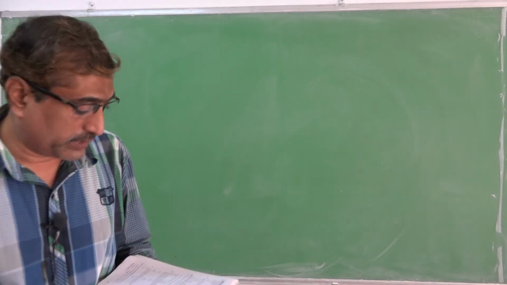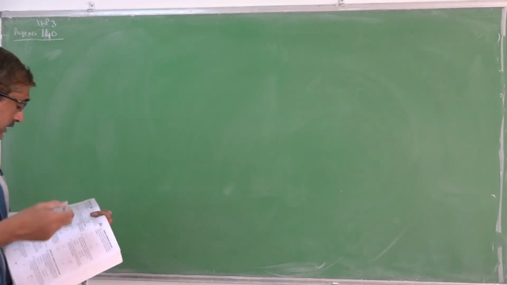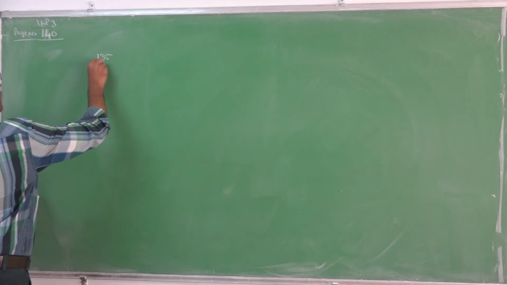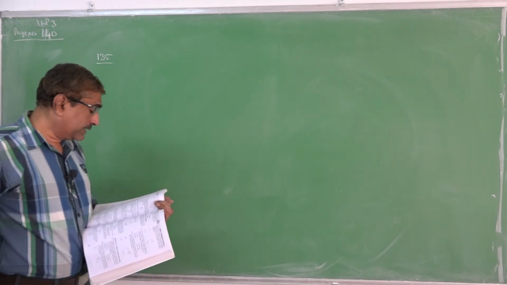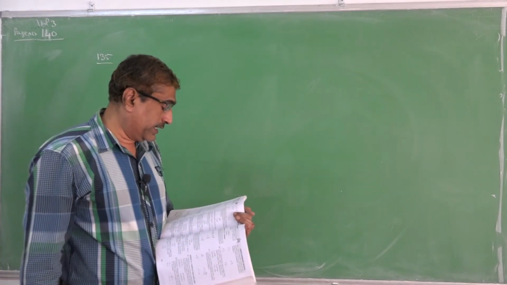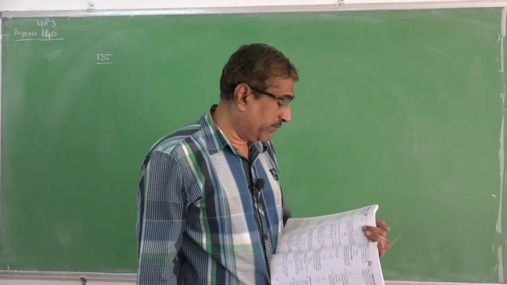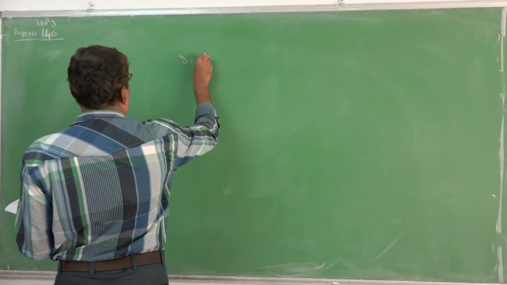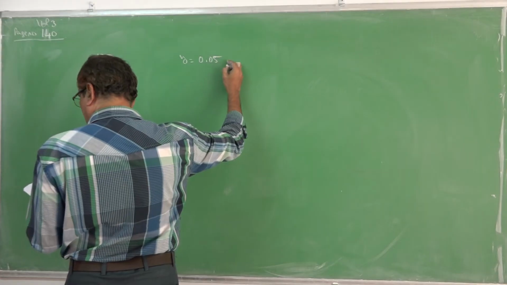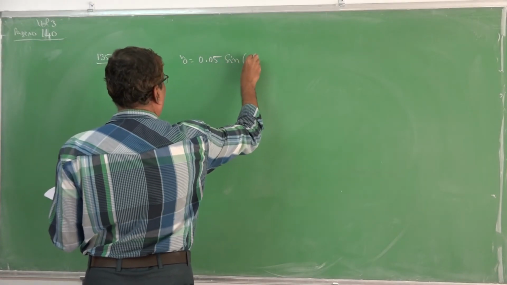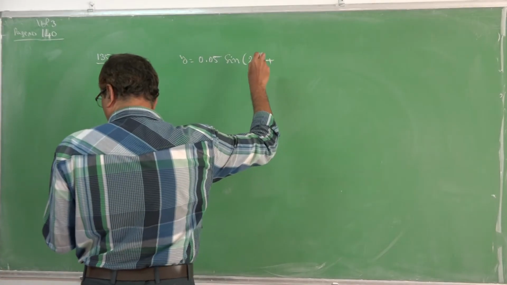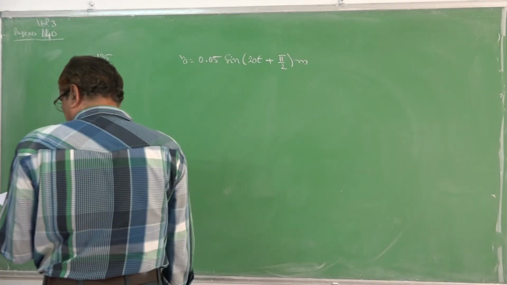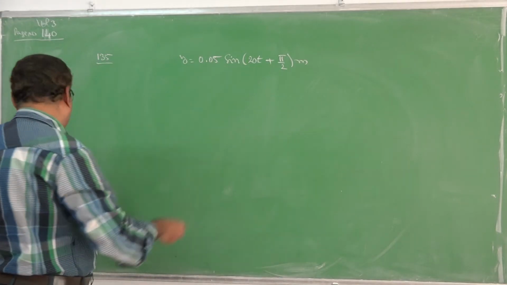Now, problems on restoring force and force constant. 135. A body of mass 1 by 4 kg is in SHM and its displacement is given by the relation y is equal to 0.05 sine (20t plus pi by 2) meter. If t is in seconds, the maximum force on the particle is?